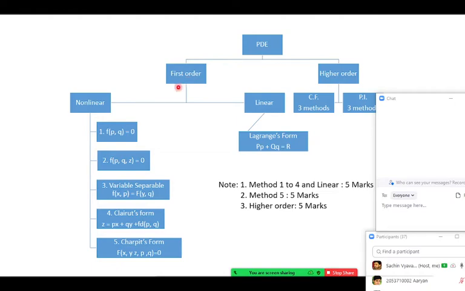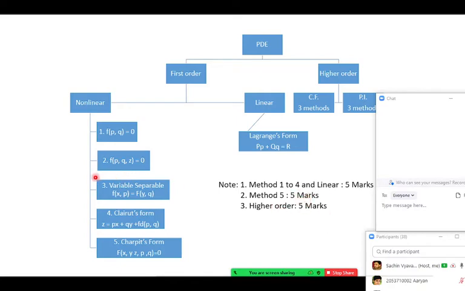In first order PDE, we have non-linear and linear PDE. For solving a linear first order PDE, only one method is there, which is known as Lagrange's method. And here we have a total of five methods for non-linear first order PDE. Out of that, the Charpit method is the most important. One 5-mark question always comes on Charpit method. One 5-mark question comes on higher order PDE, and the remaining 5-mark questions come on these methods. So methods 1 to 4 plus Lagrange's together have 5 marks weightage. Everything is written here.